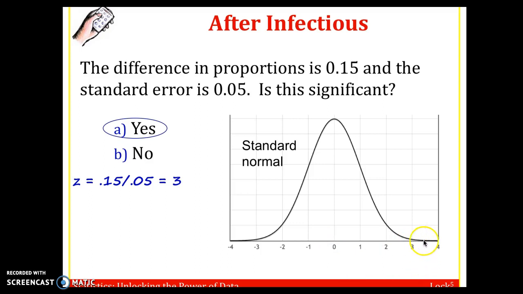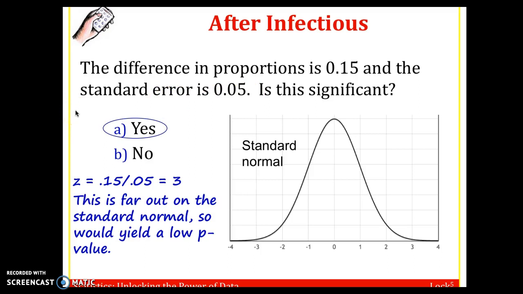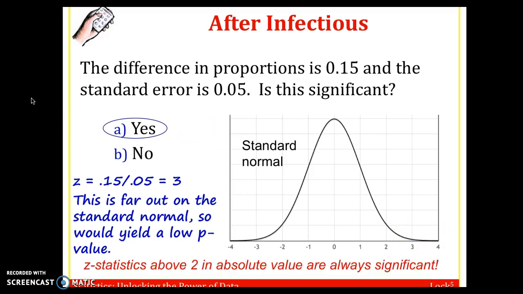And notice this is not likely to happen. Kind of look over here. Visually, this is unlikely to happen. So that's why we're going to say this is a fairly significant result. So we would yield a low p-value, because again, this is unlikely to happen. All right, in general, if we're above 2 standard deviations, the 2 or -2, these are always significant at a 5% confidence level.